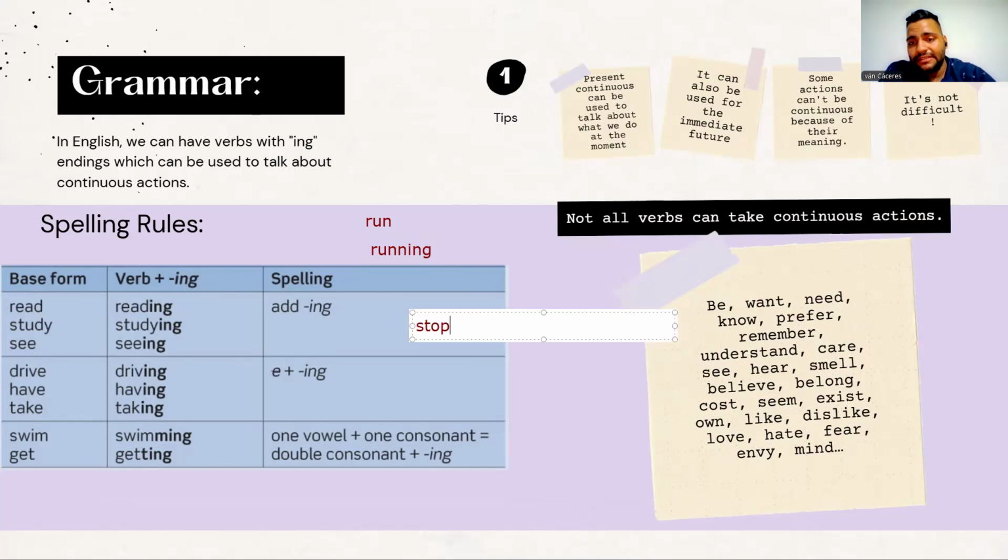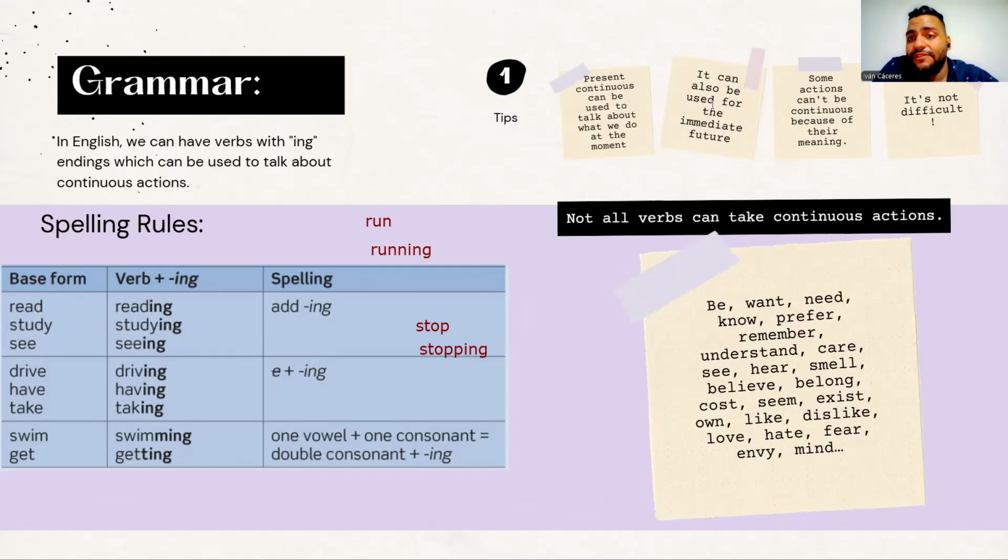Stop could also be another example. Stopping. The car or the bus is stopping, okay? Some others, okay? So you should know this, and also you should take into consideration these tips. So you have here some tips like, for example, present continuous can be used to talk about what we do at the moment. You already know that.